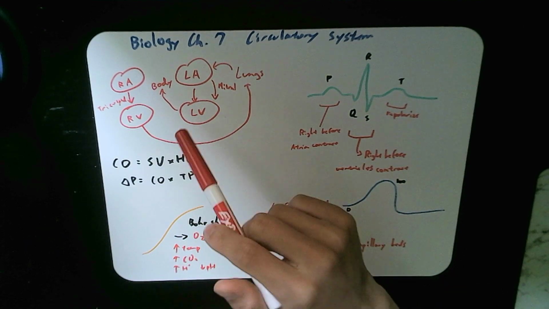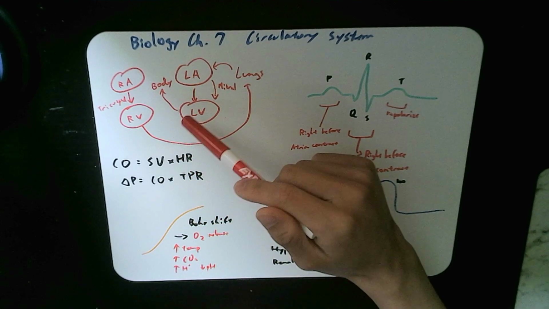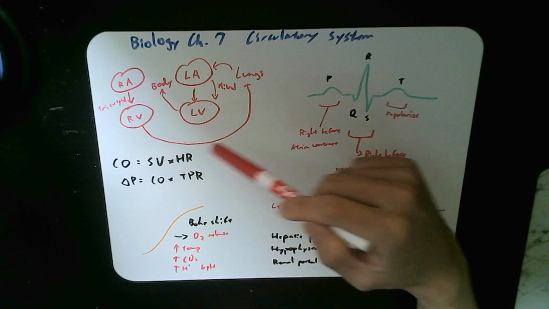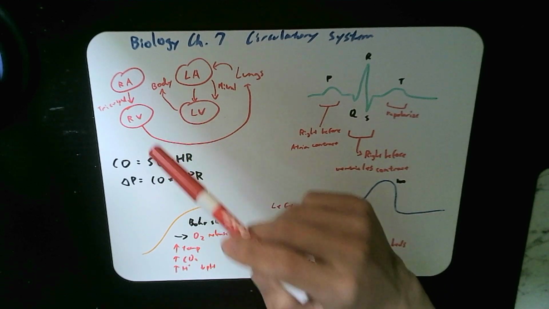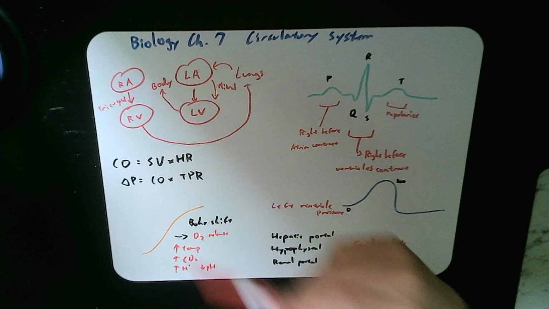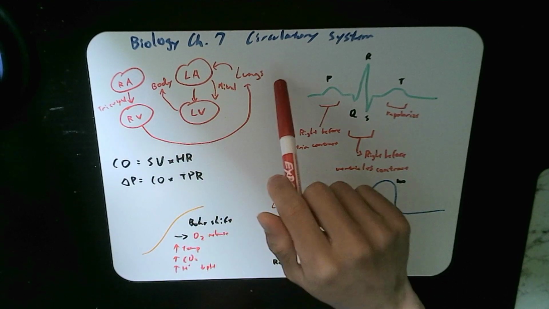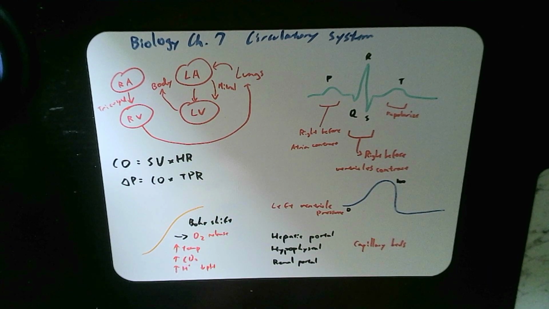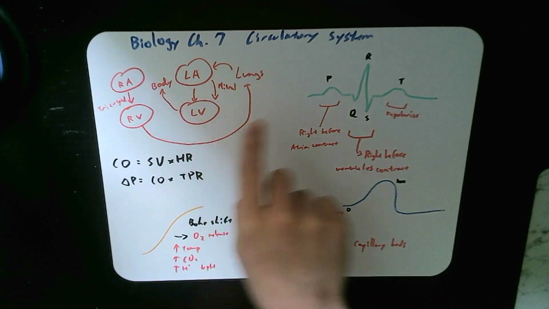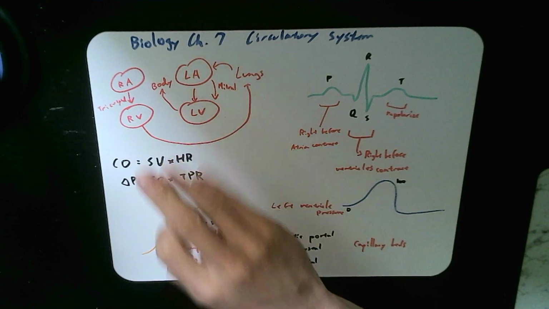And of course, you have your aorta that sends blood out from the left ventricle into the body, and between the left ventricle and the aorta, there's the aortic valve, and between the right ventricle and the lungs, you have the pulmonary valve. All of the valves here, except for the mitral valve, have 3 leaflets.